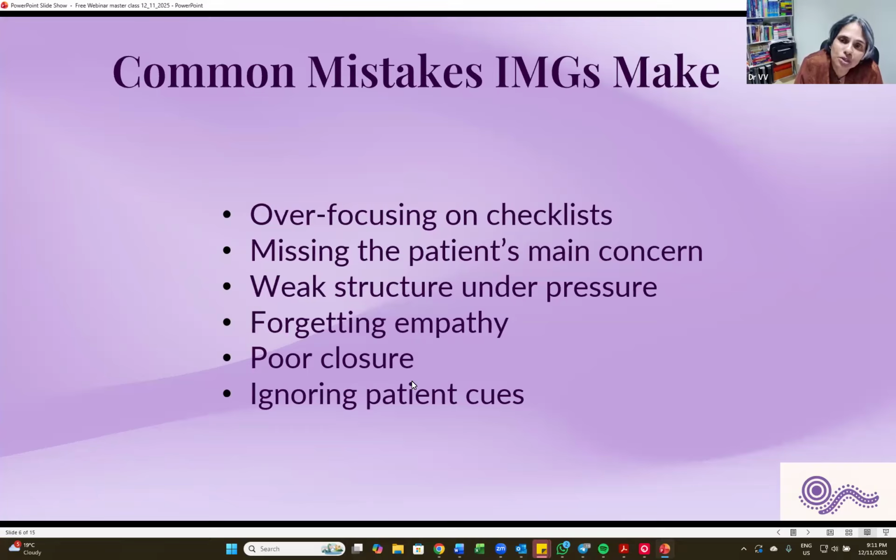Poor closure. So what does closure mean? Every time I finished an OSCE station, when I was giving the AMC exam, I always asked the patient, do you have any questions for me? Are you okay? That was really important for me as a doctor, making sure that I've had a closure. And that worked. And the last thing is ignoring patients' cues. Sometimes they are trying to help you pass. You need to see the cues. When they talk to you or they have some actions, look at them.